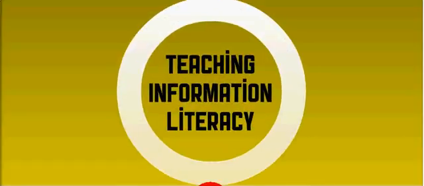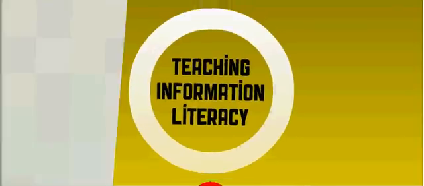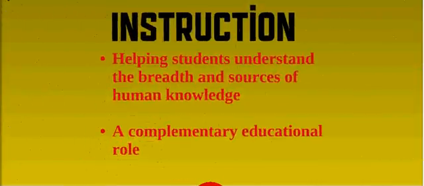One of our core functions at CCP is to teach information literacy. There are two structures through which we do this kind of instruction. First, information literacy is the act of helping students understand the breadth and source of human knowledge. We do that in a very traditional way by being asked by faculty members to come to classes and teach students where the information is that is necessary for them to complete their projects.